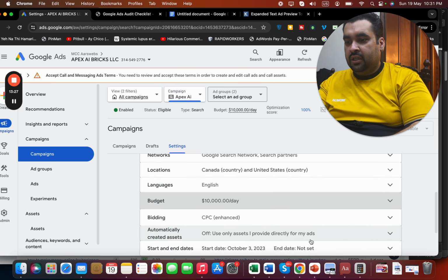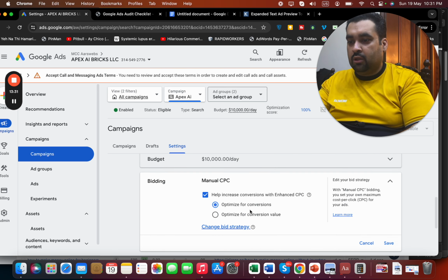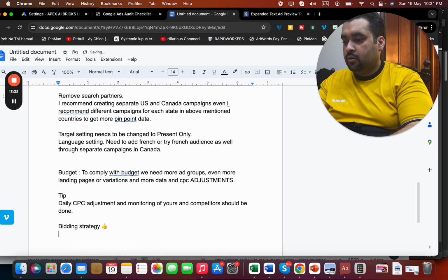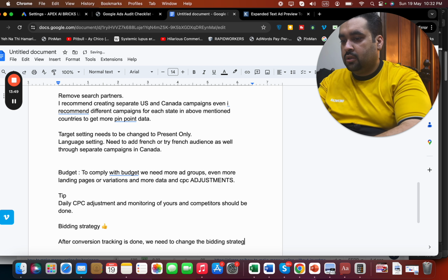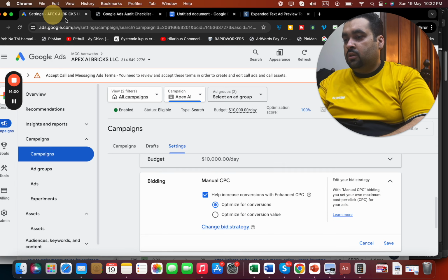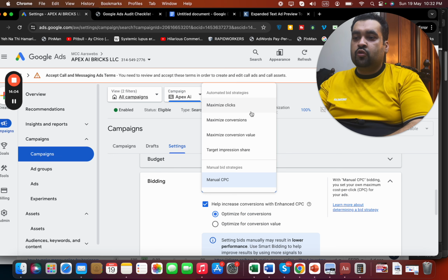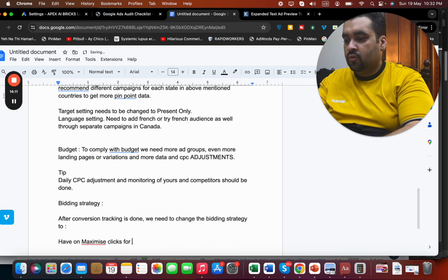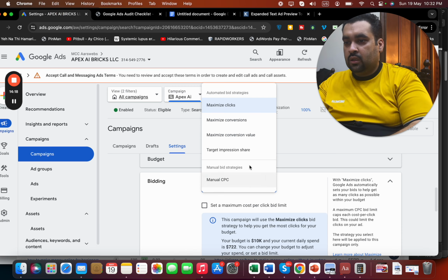The bidding strategy they are using is enhanced CPC with manual CPC. Now I recommend that after conversion tracking is done, we need to change the bidding strategy. I suggest moving on to maximize clicks. Stay on maximize clicks for 2 weeks, followed by maximize conversions.